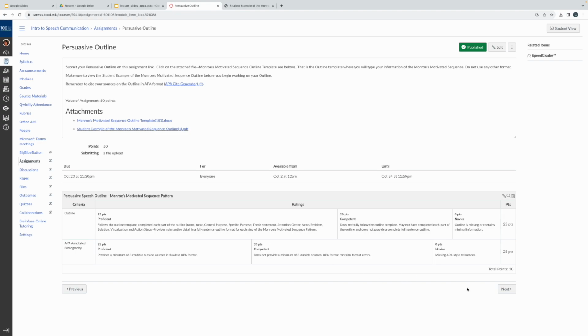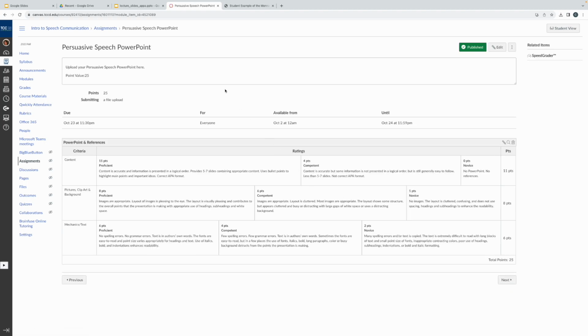And next, Persuasive Speech PowerPoint. This is where you're going to upload your PowerPoint here. Remember, it's 5 to 7 slides. Look at the criteria. And I do have an example of a persuasive speech PowerPoint. It's in the student notes resources, and I'll go ahead later on and upload it here so that you do not have to go back and forth viewing the example. So that is your persuasive speech assignment. I look forward to your persuasive speech presentation.